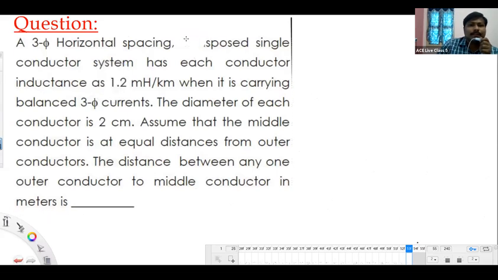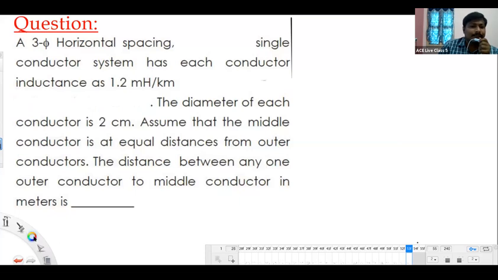Three-phase horizontal spacing. The question is: a single conductor system has each conductor with an inductance of 1.2 millihenry per kilometer. The diameter of each conductor is 2 centimeters. Assume the conductors are the same. How do we calculate this capital D value in this problem? Please tell me.